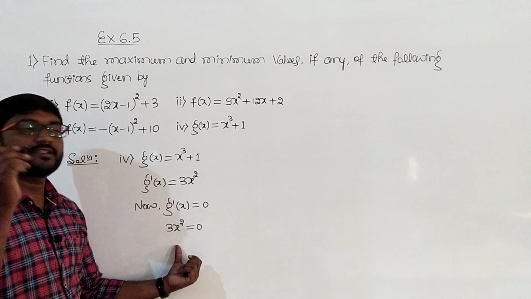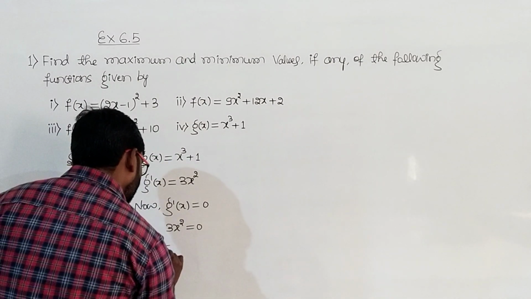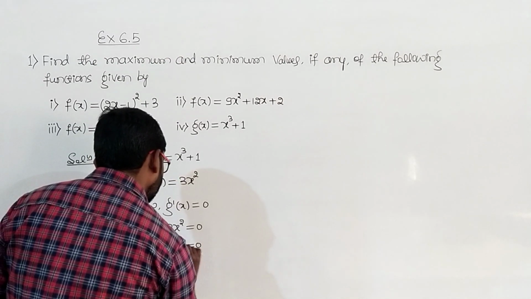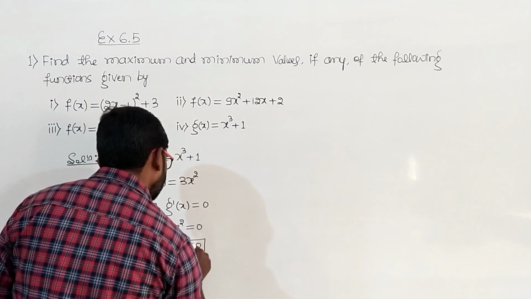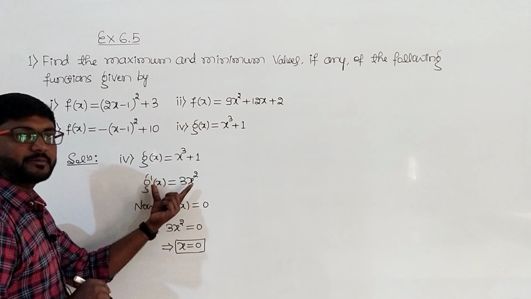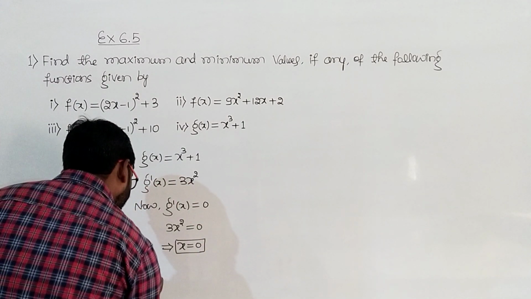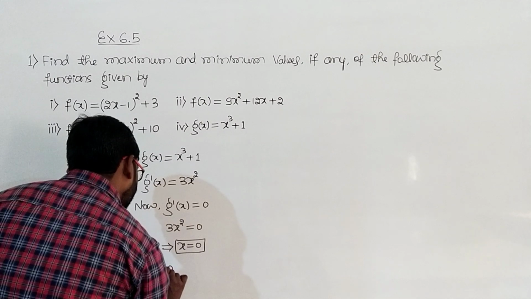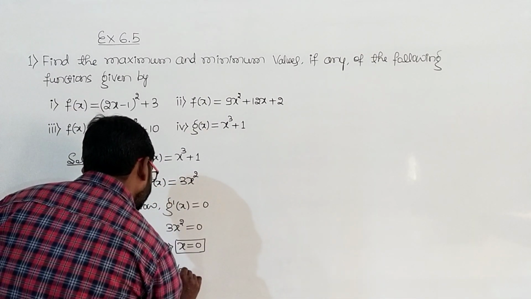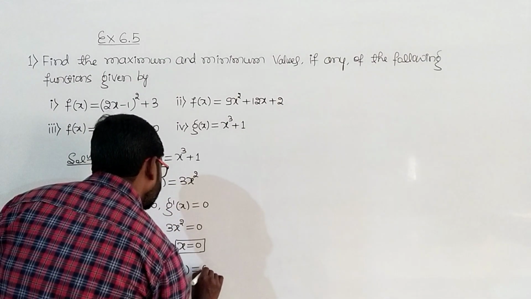So overall x equal to 0 here. So here x equals 0. So this is the critical point. Now let us differentiate this once again with respect to x, and g double dash of x equals 6x.